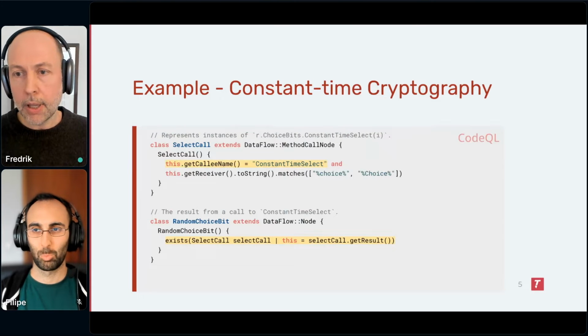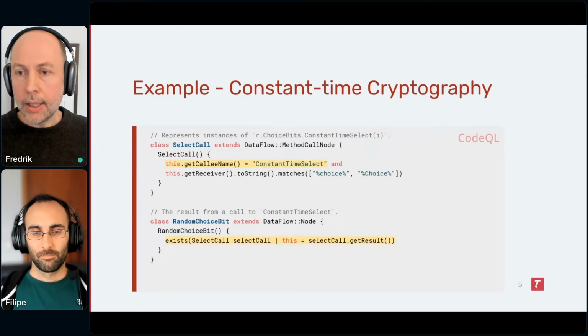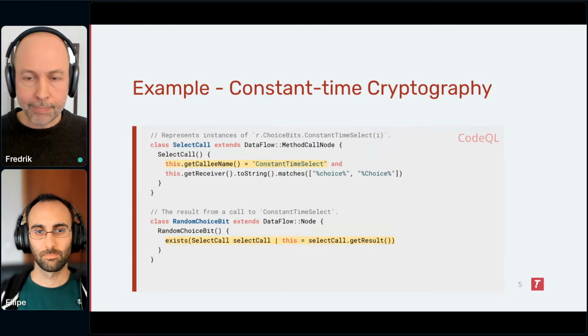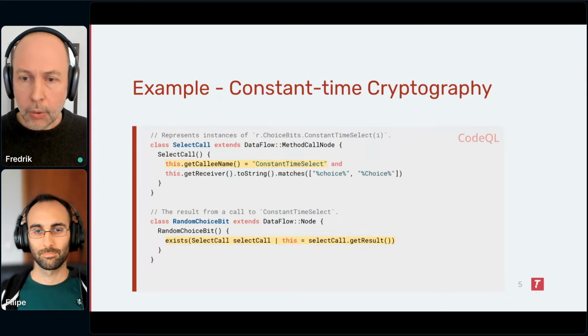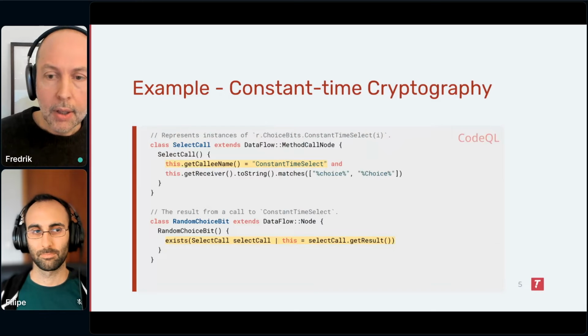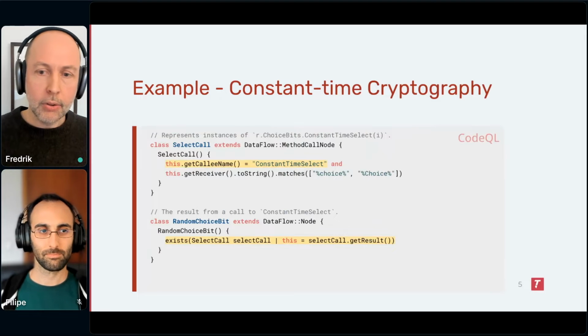Basically we extend this class called a method call node, which is used to model a method call. And the callee name should be constant time select. That is the method we're interested in. And then maybe it makes sense to restrict the receiver of this call as well, so that is the object we're calling it on. Here it might make sense to call it choice or something like that. So that's what we did here. And then a random choice bit is basically a call to this method, or rather, it's the output of the select call.